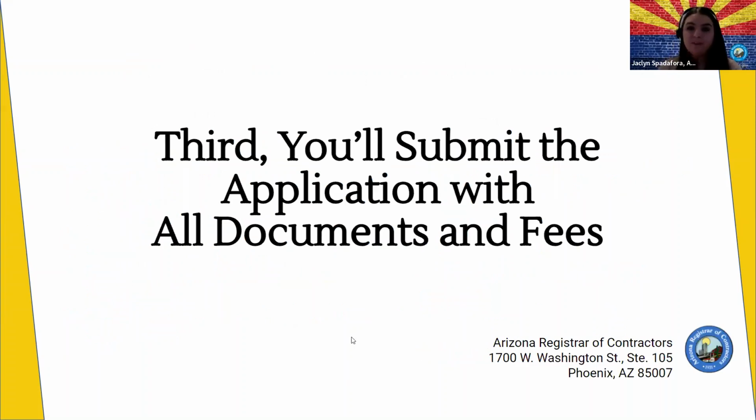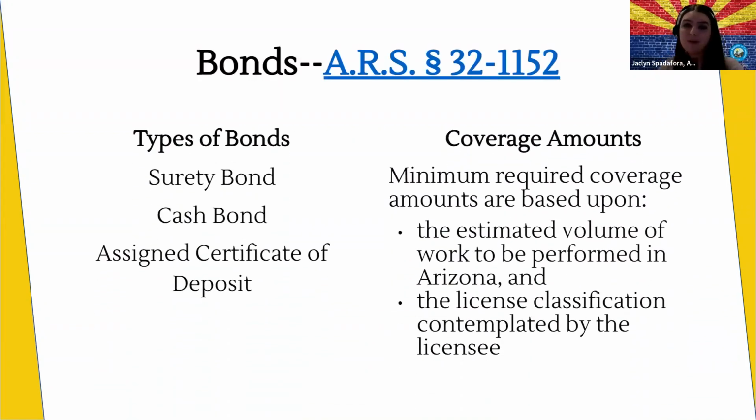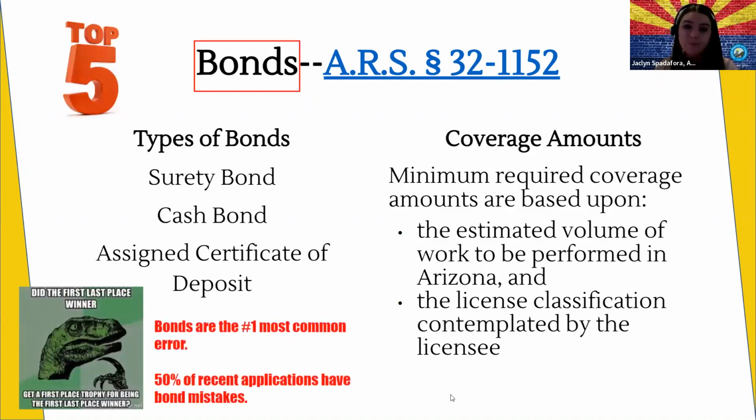All right, you'll submit the application and additional documentation and fees. So we've covered what goes into that specific application packet. The next step is determining your bond. We have 3 different types of bonds. There's the surety bond, which is our most common bond. We have a cash bond and a signed certificate of deposit.